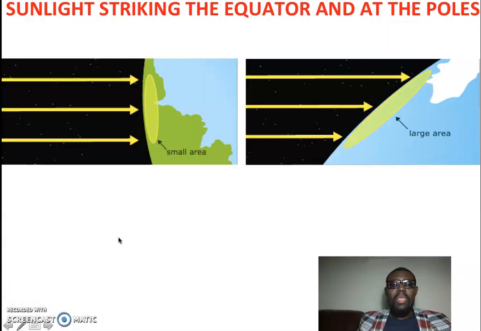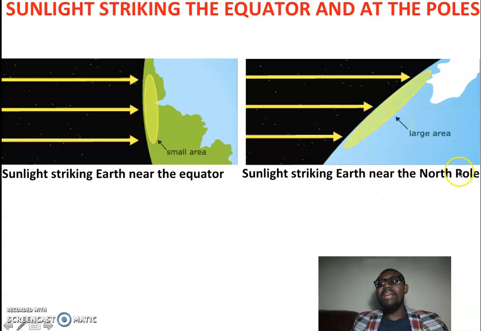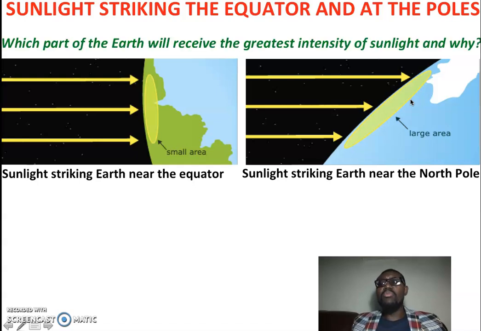Okay? So we're also looking at sunlight striking the equator compared to the poles, at a different angle. The sunlight striking Earth near the equator is direct sunlight. So we have a small area, and the same amount of sunlight is striking the equator. If you look at the poles, sunlight striking near the poles is much more spread out because the Earth is curved. And that's what determines the intensity of sunlight or sun rays reaching the place.